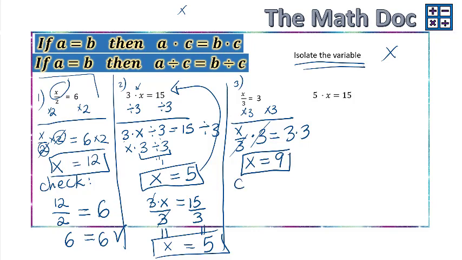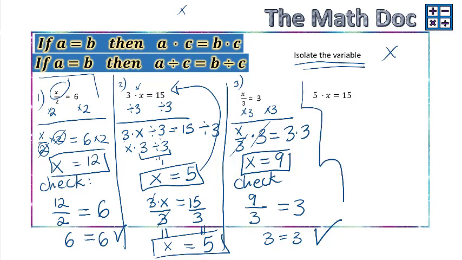And again, let's check our result. We'll insert x equals 9 into our first equation. That's 9 divided by 3, or 9 thirds equals 3. And we know that this is correct because 9 thirds is just 3. 3 equals 3, and that is correct. So finally, we have one more of these simple examples, and then we'll go on to some word problems.